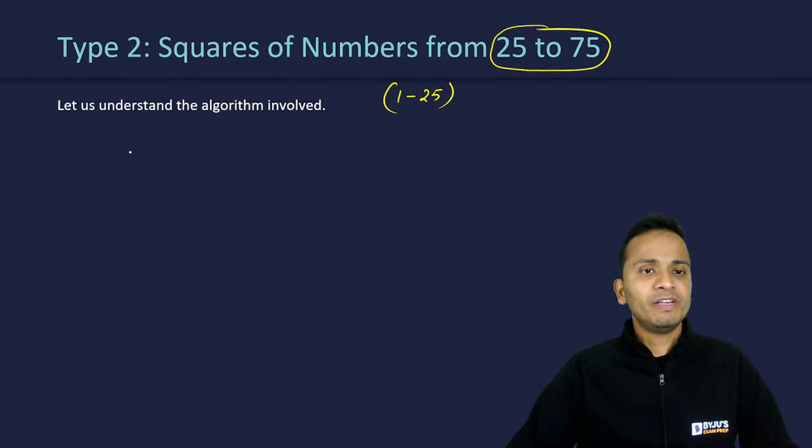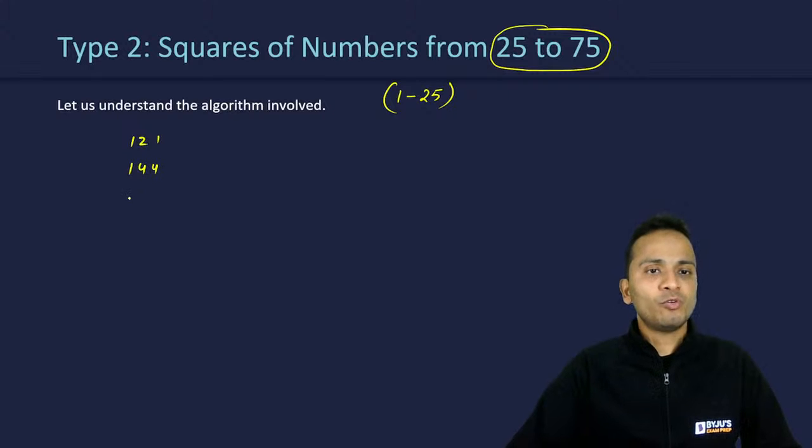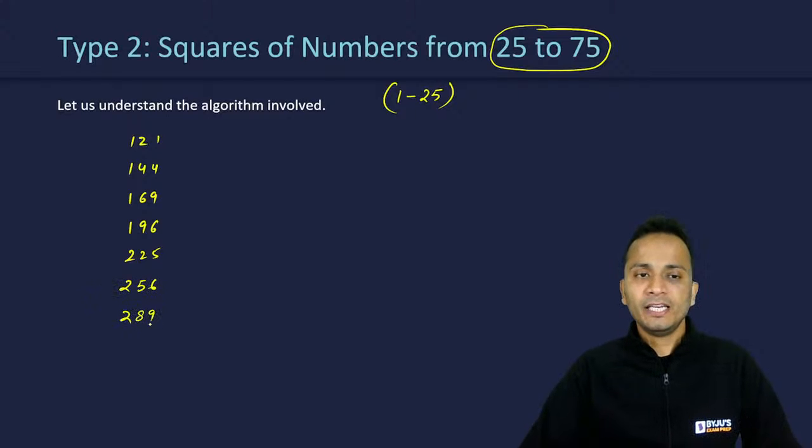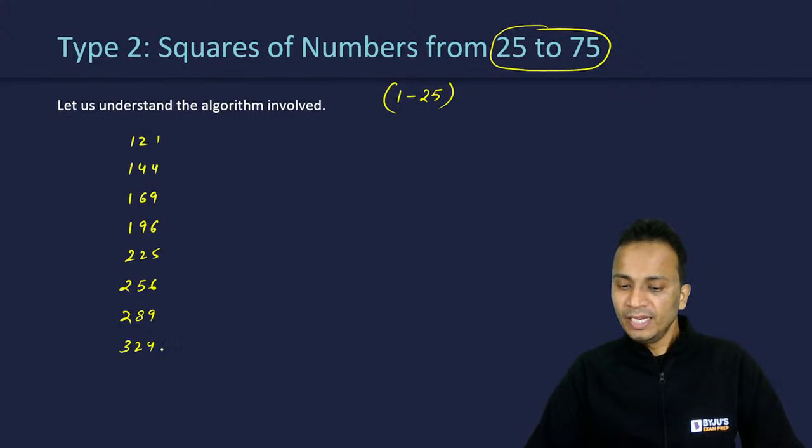So 11 square is 121, 12 square is 144, 13 square is 169, 14 square is 196, then 225 is 15 square, 256, 289 is 17 square, 324 is 18 square.